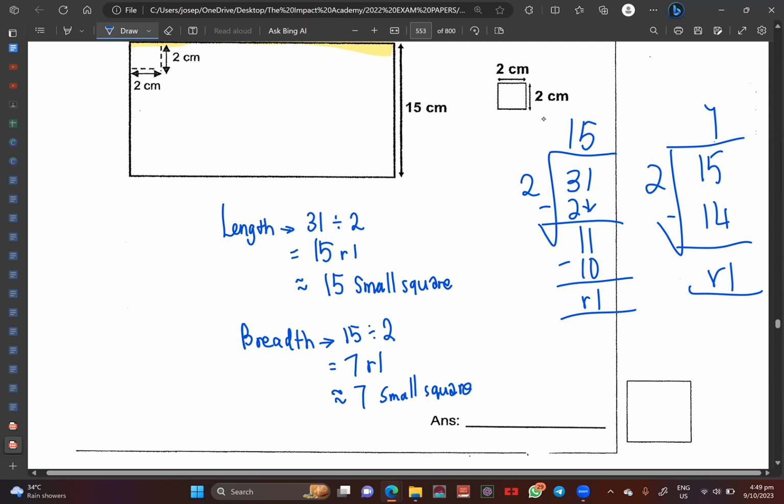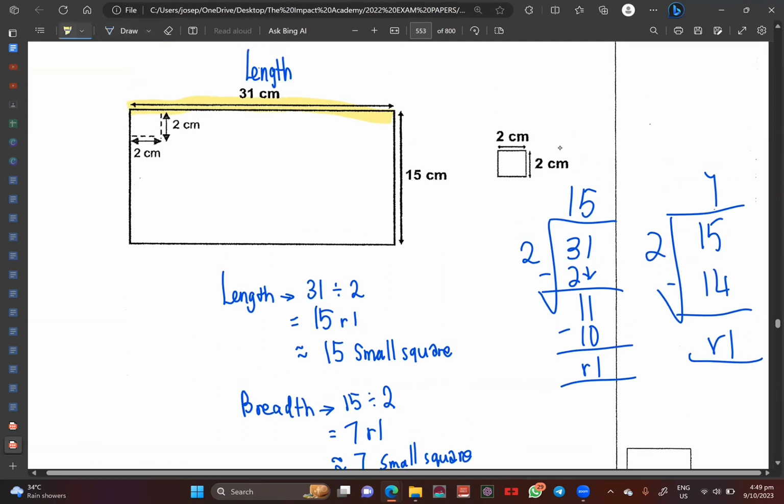Why? Because we need 7 full squares. I want full squares. The remainder is only a bit of the square. So what I'm trying to tell you is this, on my breadth, I can put 7 full squares. And I have a small little gap over here that I cannot put any square. Can you understand so far? Okay, so my length and my breadth is done.